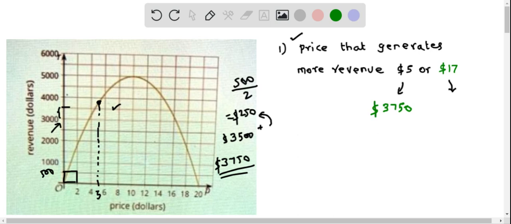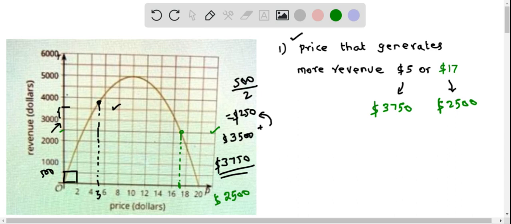Now, similarly, we will determine the revenue when the price is $17. I am locating 17 over here, which is in the middle of 16 to 18. And when I construct a vertical line, it touches exactly this line. We can easily determine this line is 2000 plus this is 500, so it is $2,500. So the revenue generated when the price is $17 is 2,500.